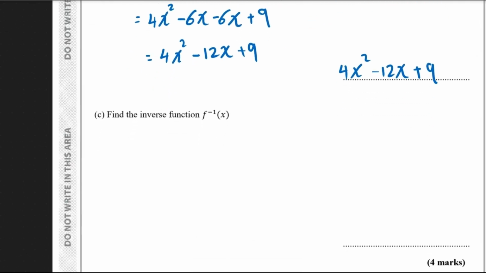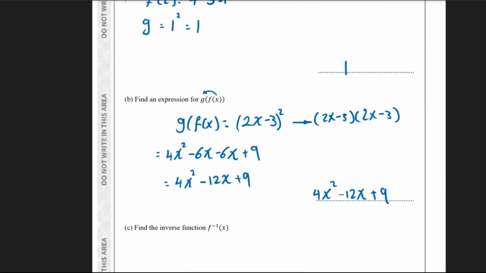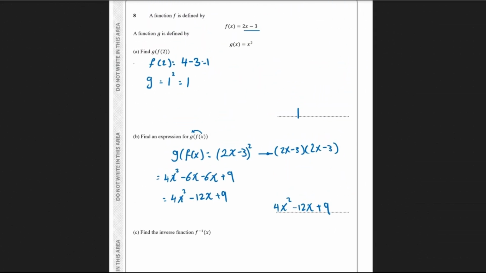And here, find the inverse function of f minus 1 x. So if we look at the function of x here, what we usually do to get the inverse of a function is quite easy. The steps: write the function of x as y, so y equals 2x minus 3, and then make x the subject. Let's see how we can do this one.